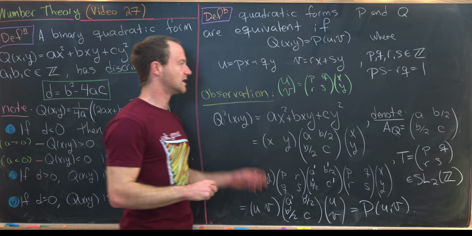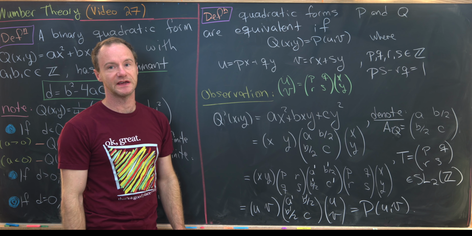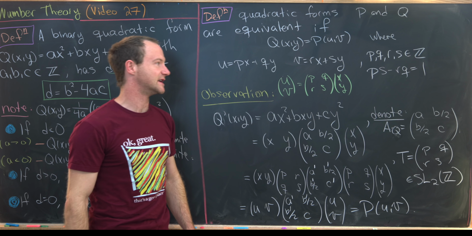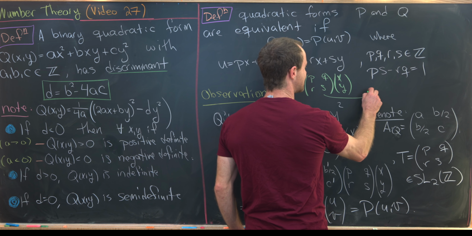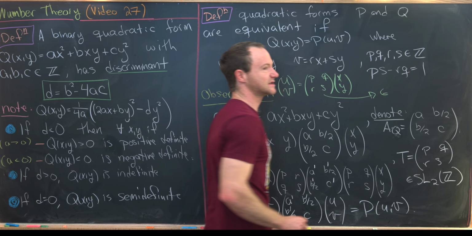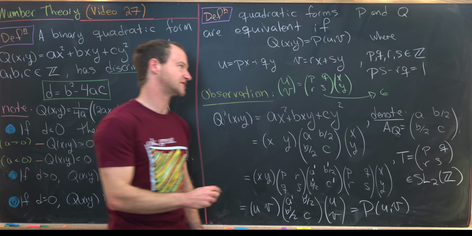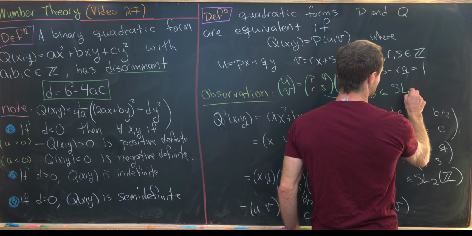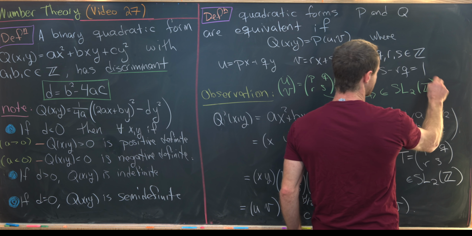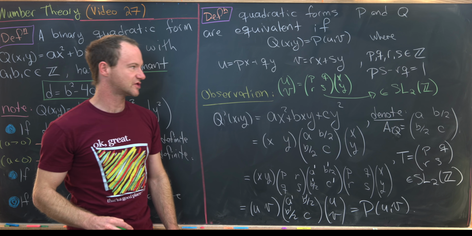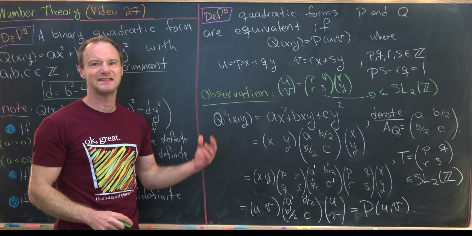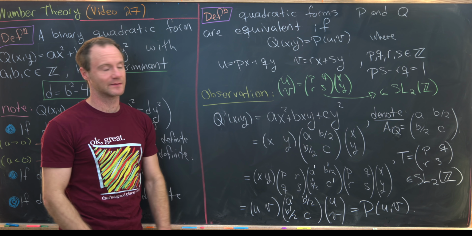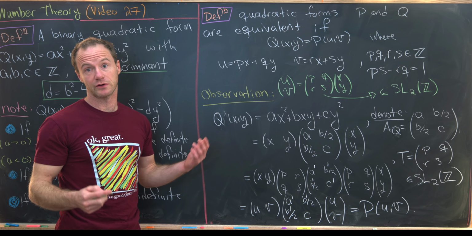Then we're requiring p, q, r, and s to be integers and ps minus rq to be equal to 1. That means this matrix is in something called the unimodular group, in other words, capital SL2Z. It's all 2 by 2 matrices with entries in Z that have determinant 1. And this indeed makes a group. If you've taken abstract algebra, you know what a group is.